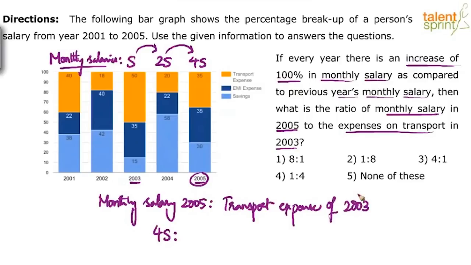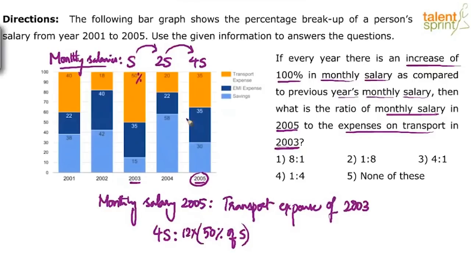Now he has asked us to find out the transport expenses in 2003. Transport expenses in 2003 means what? The total transport expenses for the year. How much is the transport expense for the year? In terms of percentage? 50%. So transport expense in that year is actually 50%. 50% of what? S. But S is the monthly salary. He's asking us to find out for the year. So should we not multiply this by 12? Yes, we should multiply this by 12. You getting it?